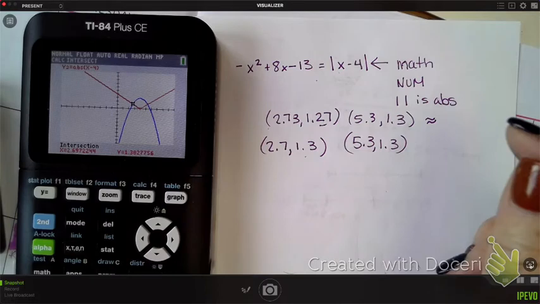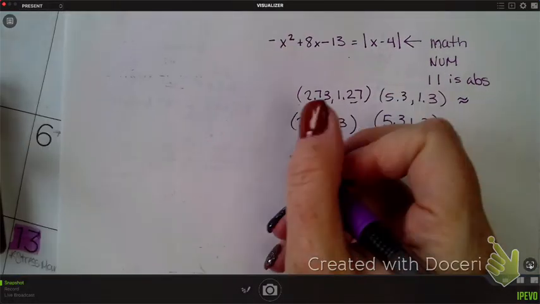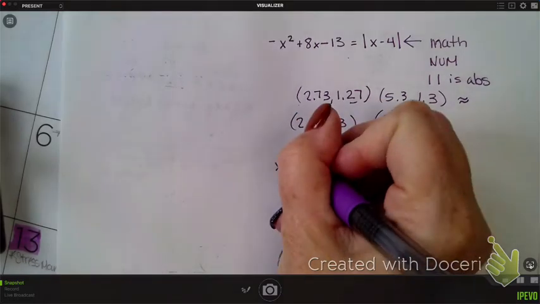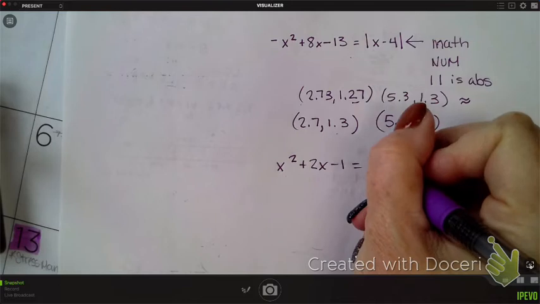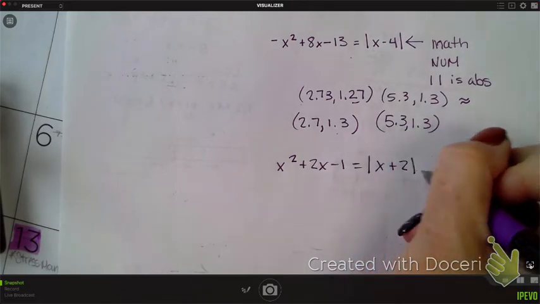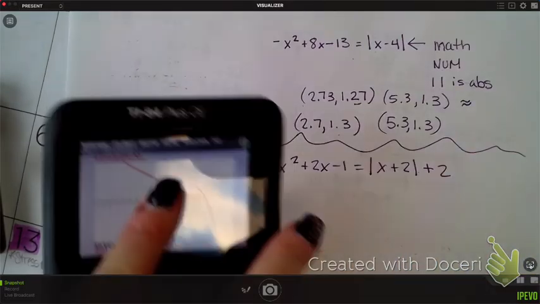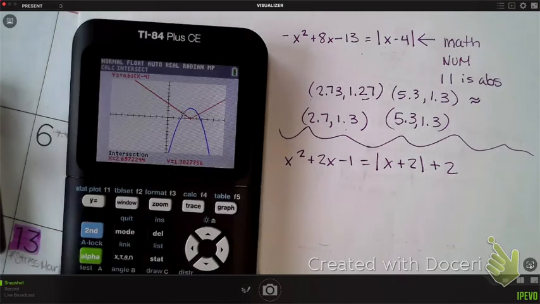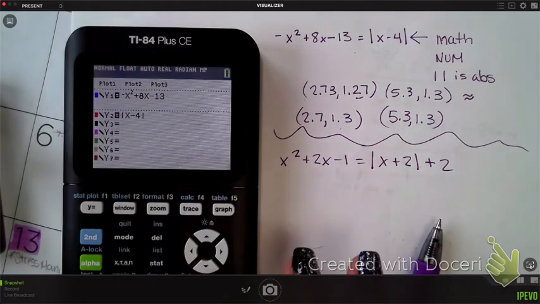Okay, so let's do another one. X squared plus 2x minus 1 equals the absolute value of x plus 2, plus 2. What am I going to do first? Put them into Y1. Put one in Y1 and one in Y2. Does it matter which goes in which? No.